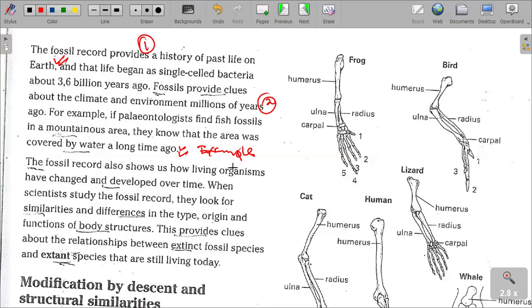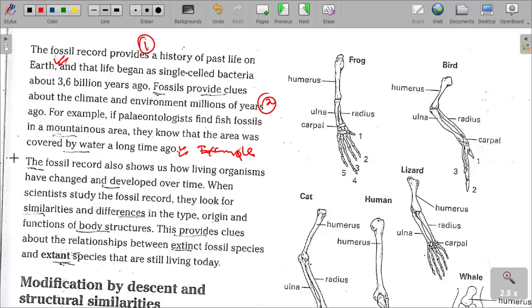So it is also giving an understanding of life that once happened in a place some millions of years ago. Hence, we are saying it provides clues about the climate and environmental changes that have taken place millions of years ago.